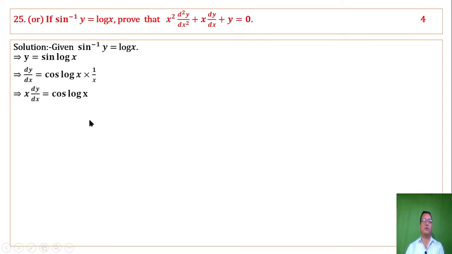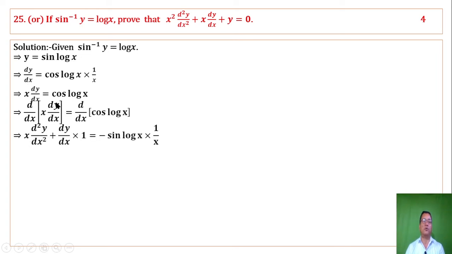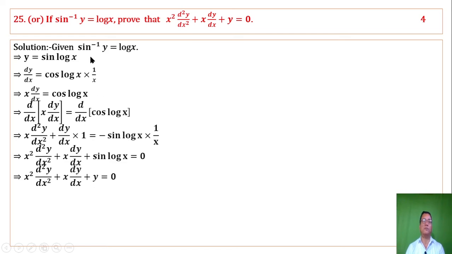Again, differentiating on both sides with respect to x. Use product rule here. Put first function and derivative of dy by dx with respect to x is d square y by dx square, plus second function dy by dx remains unchanged into derivative of x with respect to x, which is 1. And for this, cos of something is minus sine of something into d by dx of log x, which is 1 by x. Multiply on both sides by x and transfer the term on the right to the left side, we get this. And sine of log x is replaced by its original value y. We have the final result.